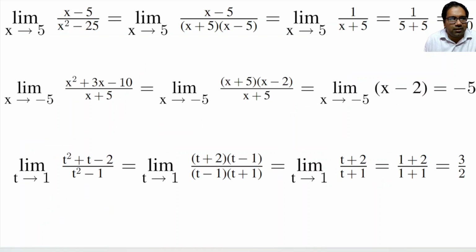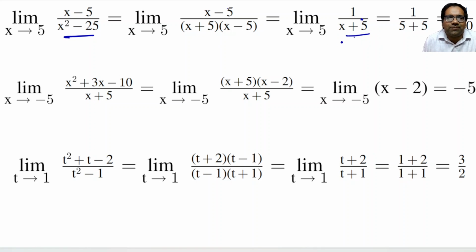For example, this function clearly is not defined at x equals 5. We break this into factors. We want to remove x − 5 from this. Whenever the denominator is becoming 0, we want to remove that factor. So the denominator we can write as (x − 5)(x + 5). If we cancel both of them, this is an identical function to this, except when x equals 5, because at x equals 5 we are cancelling 0 by 0, which is not possible. For every other value of x, this is equal to this.